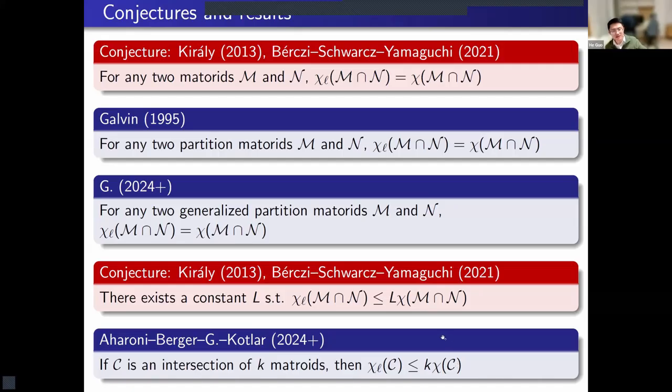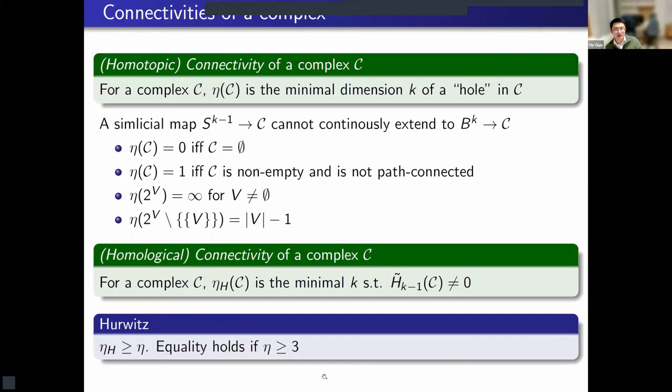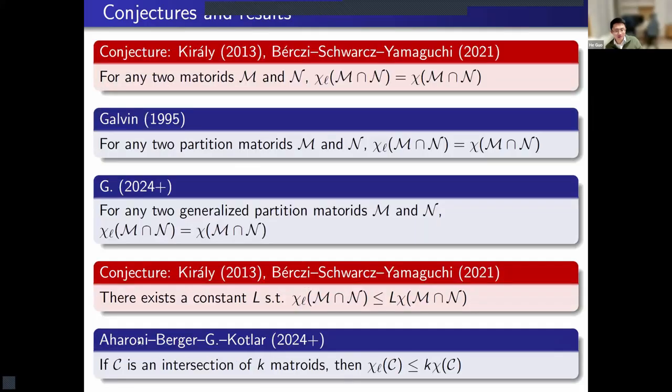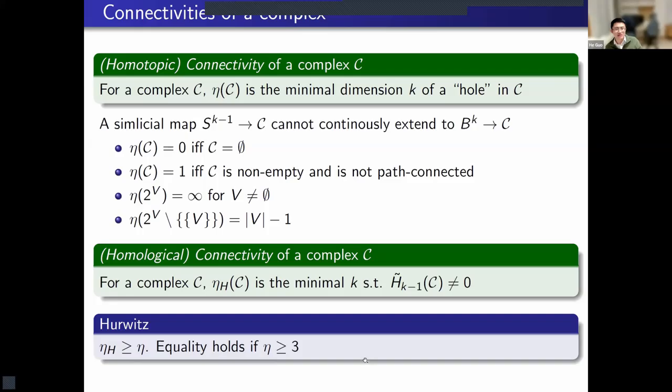All right, so if not, I will move on to discuss a little bit about the proof of this result. Before giving the proof of this result, let me give you one more definition from algebraic topology.